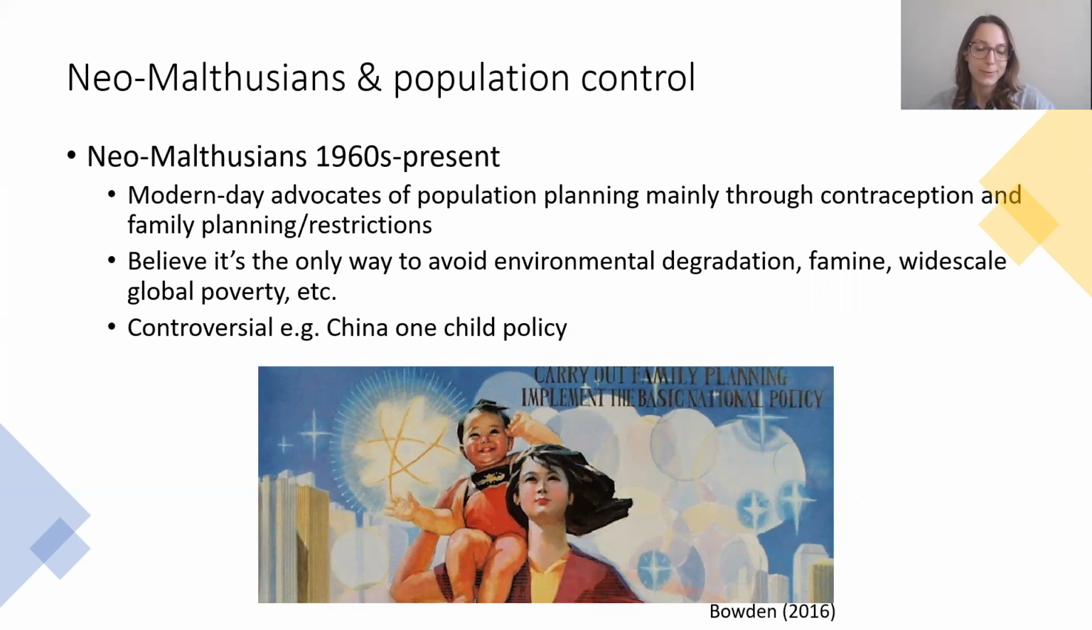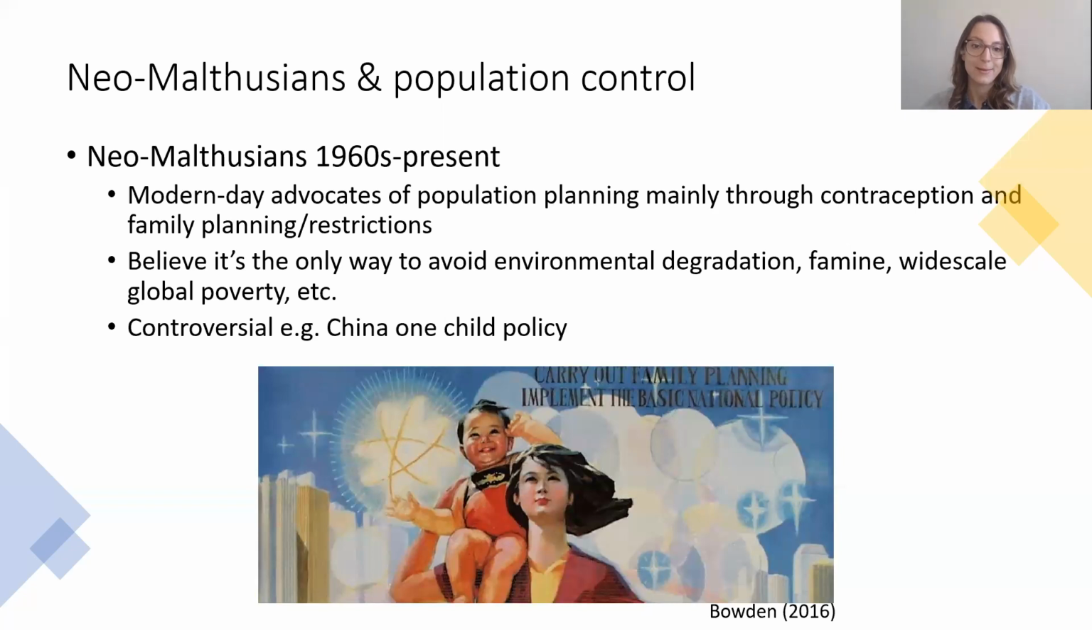Neo-Malthusians also tend to side on this environmental realm of thought, where they think that population planning is necessary in order to avoid environmental degradation, climate change, wide-scale pollution, things like that. But their thinking has also erred on some very controversial sides. One example is China's one-child policy, right? That's an example of a family planning policy that was implemented. But there are other controversial policies that were implemented even before that.